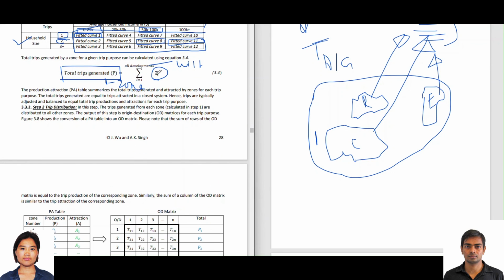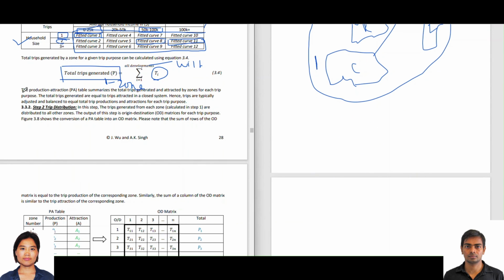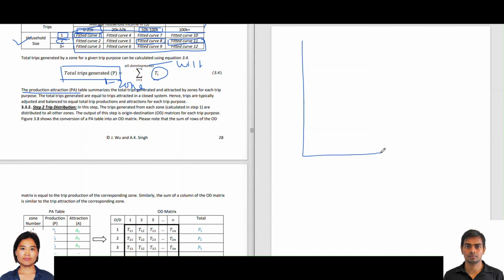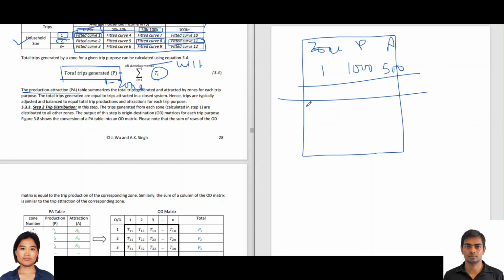Now total trips generated from one zone and total trips attracted to the same zone are summarized in something called a production attraction table. A production attraction table looks like this. Let's say this is zone number, this is production, this is attraction. So zone number one: total trips generated, let's say 1000, total trips attracted, let's say 500, and then the list of other zones in a similar manner. This table is called the production attraction table. It's usually three columns. The first column is for zone, the second one is for production, and the third one is for attraction.